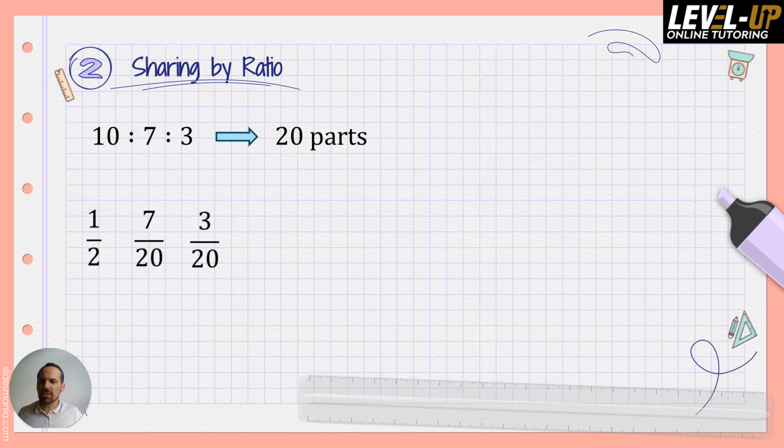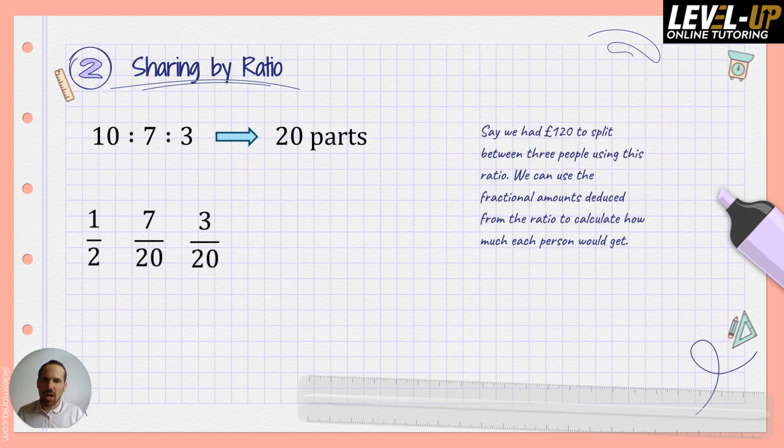Now, say we're trying to share some quantity based on this ratio. I could give you an example here: say 120 pounds, I'm splitting amongst 3 people using this ratio. So it's like you're trying to divide something up in an uneven way. Because if we're dividing up evenly, we could just do 120 divided by 3, and there we go. Each person gets 40 pounds each.